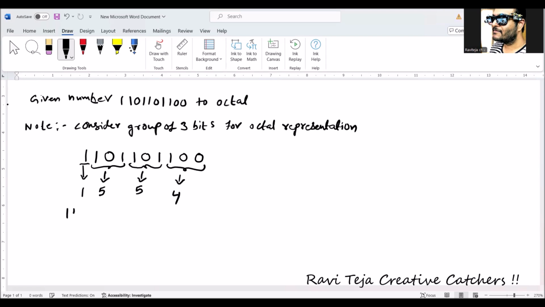So 110 110 1100 of binary is giving 1554 of octal representation after the conversion. Okay, this is the answer. Now let's convert this same number into hexadecimal.